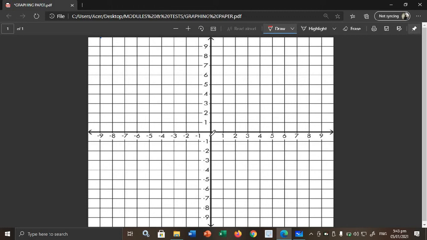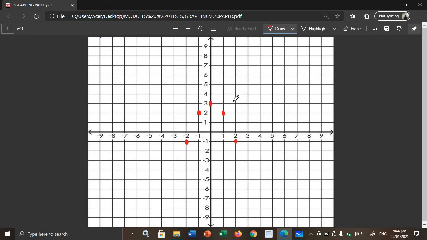So the first ordered pair is -2 and -1. And then the second one is -1 and 2. Then the vertex, 0, 3, is here. And then we have 1 and 2. And then the last one we have 2 and -1.